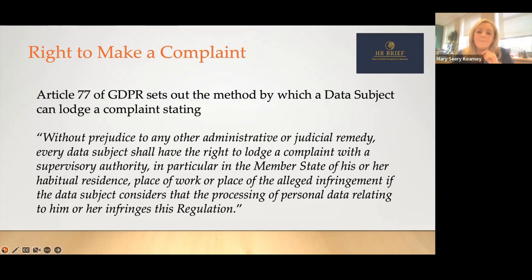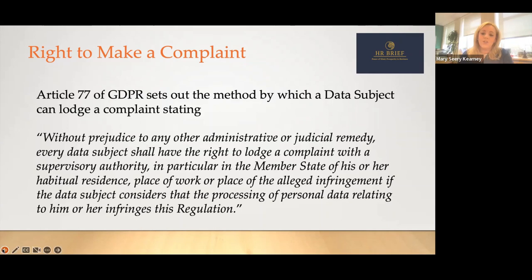However, people also have a right to make what is the equivalent of a personal injuries claim when it comes to making a complaint. So they can go to a solicitor and institute legal proceedings through the district, the circuit or the High Court, depending on the magnitude of the data breach. So they can do that.